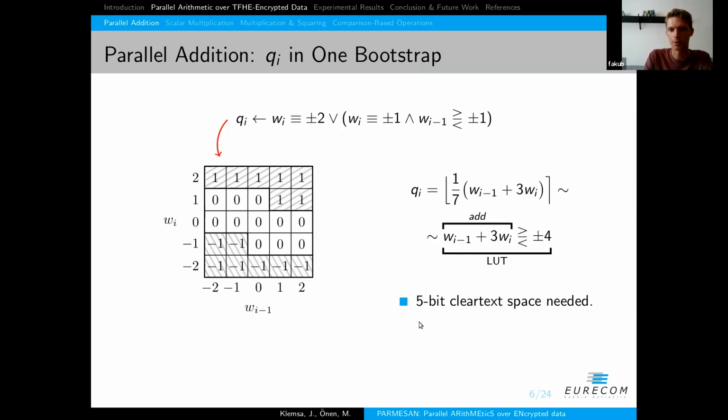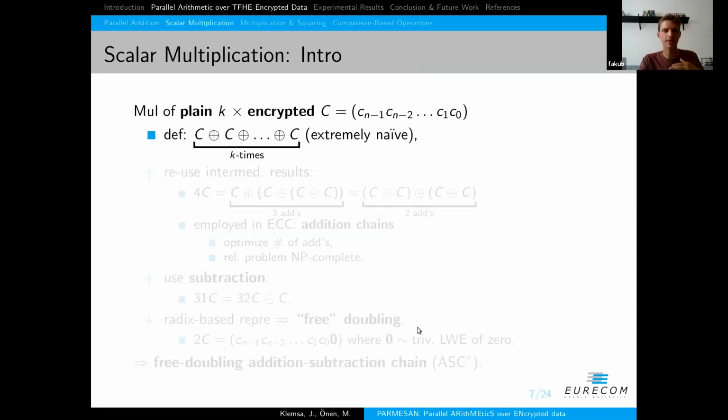So we might use only 5-bit clear text space, which gives in turn better parameters and better performance. Now let's move on to more advanced operation, which is scalar multiplication. This is the most interesting operation, and also the research was most exciting.